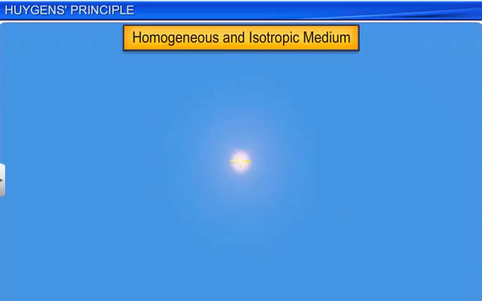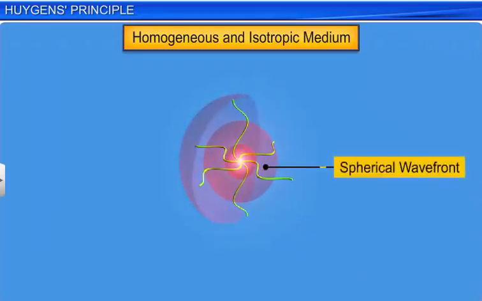The loci of all points which have the same amplitude and vibrate in the same phase form a sphere with its center at the source of light. Hence, a spherical wavefront is generated when a point light source is placed in a homogeneous medium.